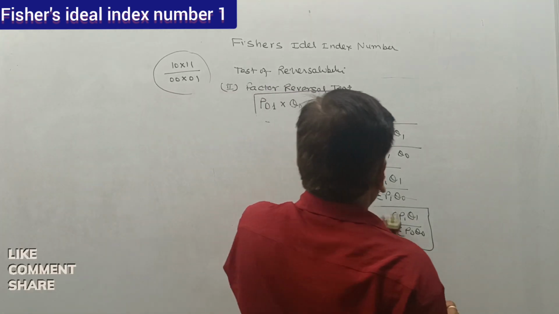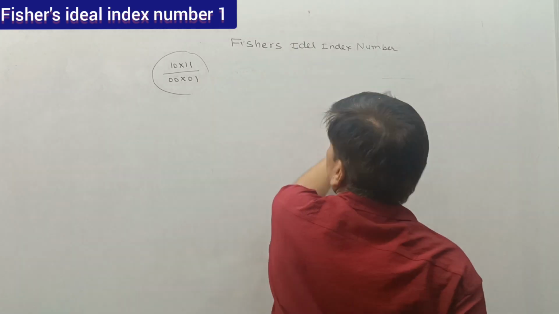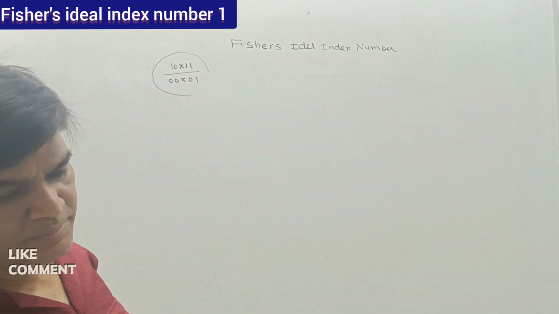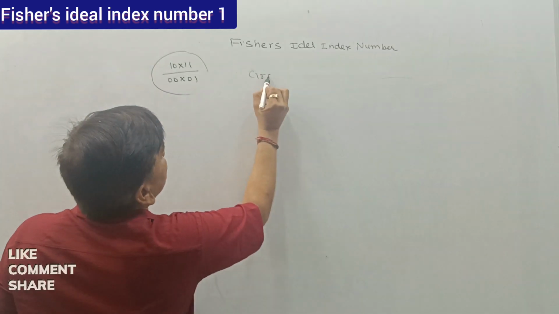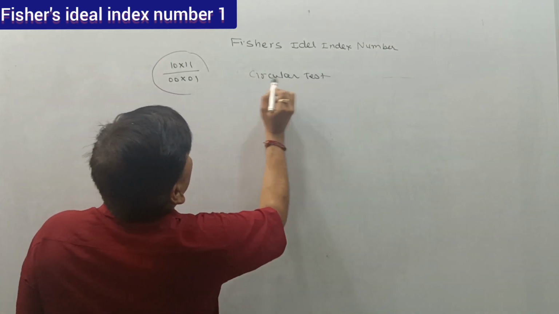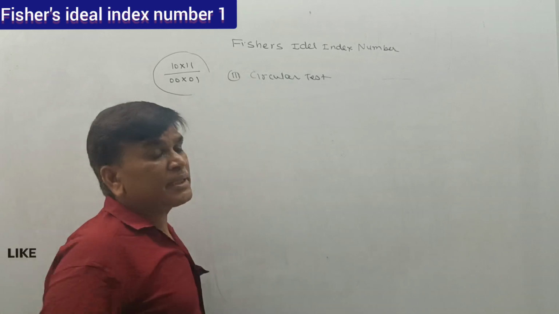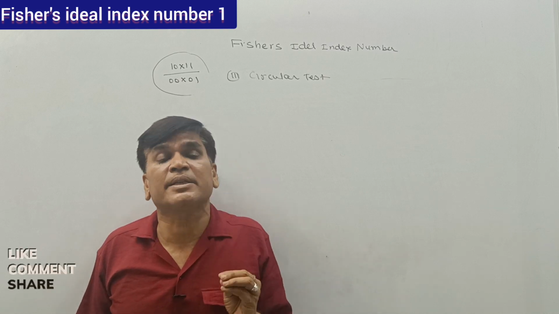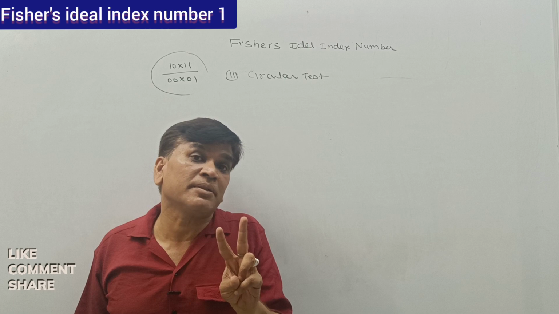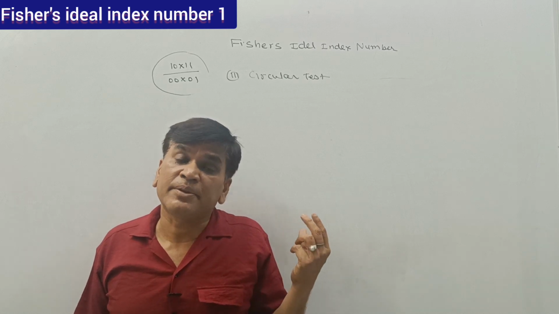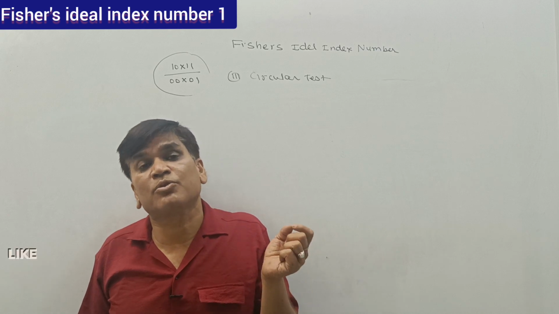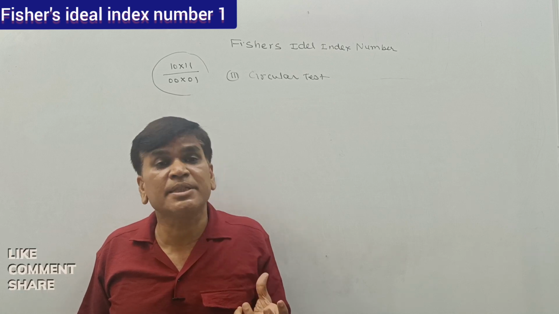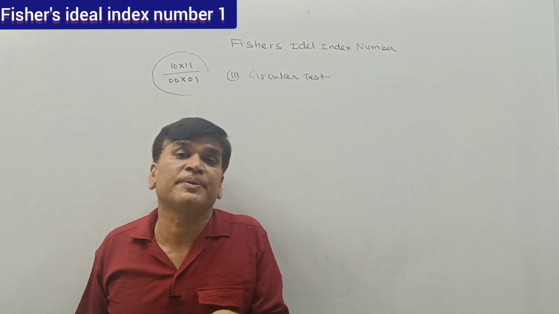Next, the third one is called the circular test. You may think that Fisher index number is the ideal index number, so it will satisfy all the tests. Only for satisfying two tests we say this is the ideal index number. The first one is the time reversal test, the second one is the factor reversal test. The circular test, Fisher's ideal index number does not satisfy.